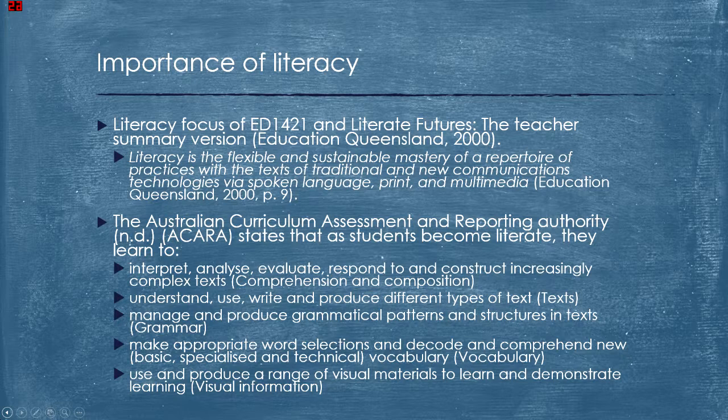Students also need to manage and produce grammatical patterns and structures in text. This means they need to know grammar. Students also need to make appropriate word selections and decode and comprehend new texts, such as basic, specialised and technical language that exists in those texts. So they need to be able to use the lingo, basically. Lastly, students need to be able to use and produce a range of visual materials to learn and demonstrate learning. So they need to be able to deconstruct and create visual information.